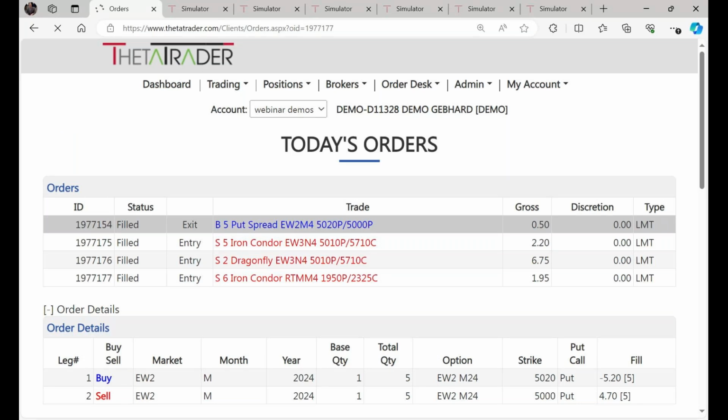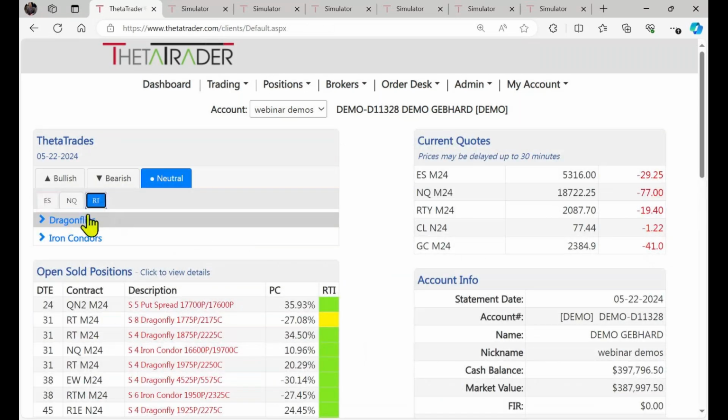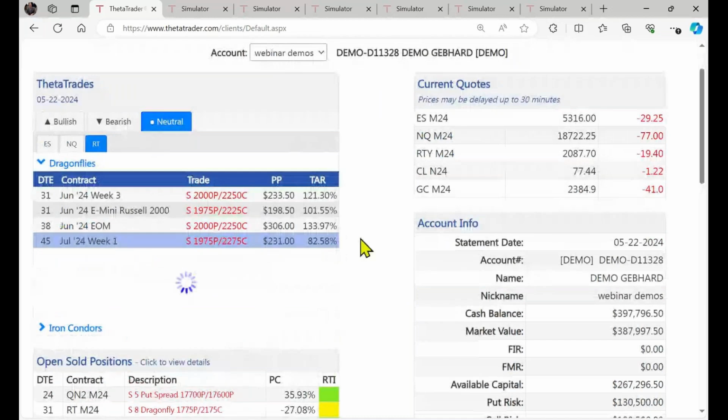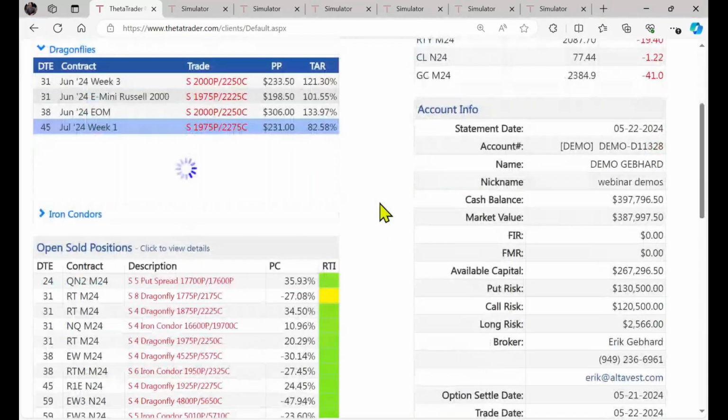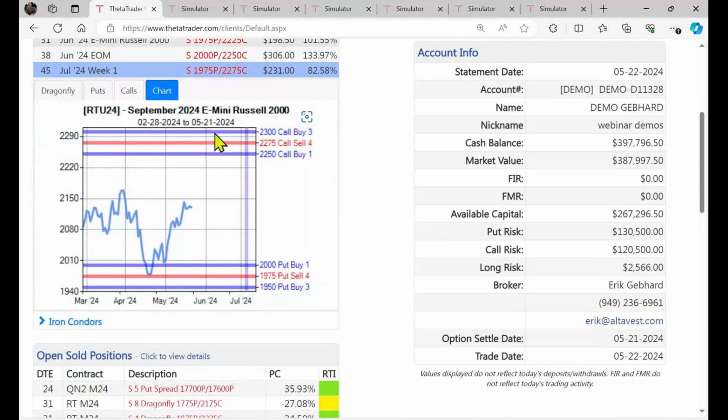And then we'll look at the Dragonfly Russell. So this is the July week 1 expiration. All right, so here is your graph. Here's the call side of the Dragonfly on the Russell, and then the put side here. So the market's trading here, and it has this wide margin of error between the short calls and short puts.